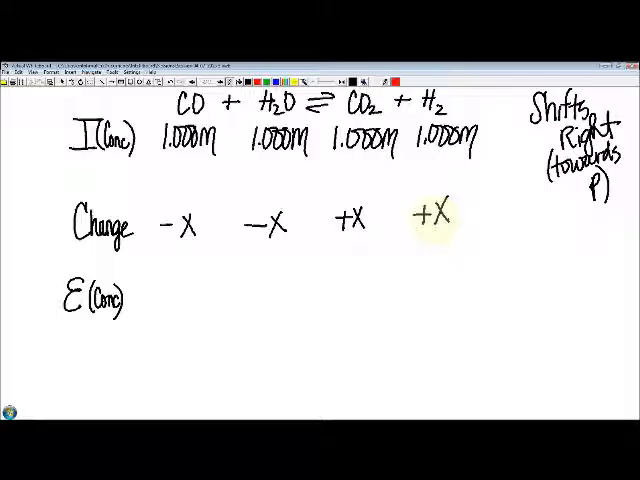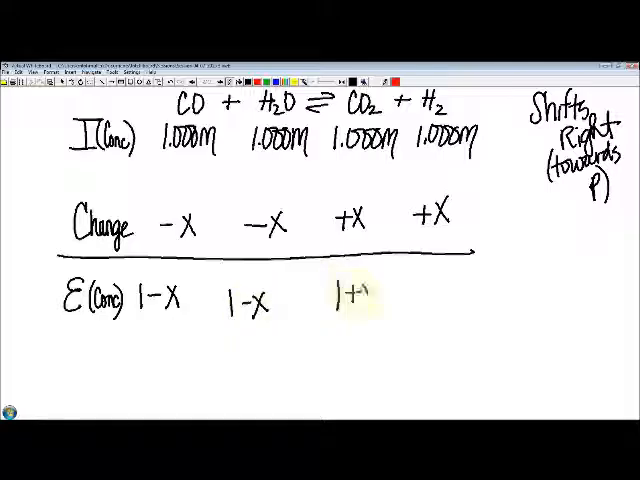Okay, and so then after we know our initial and our change, then we can figure out our equilibrium concentration and what that would be. So for the change, you add them together. So for the equilibrium concentration of the CO, we would have 1 minus x. I'm just going to save space by not putting those zeros, okay? Same thing goes for the water, where we have 1 minus x. But then, when we get to the CO2, now we're adding the x, so it's 1 plus x, and for the H2, it's 1 plus x again, okay?